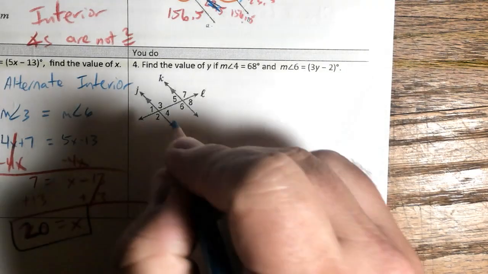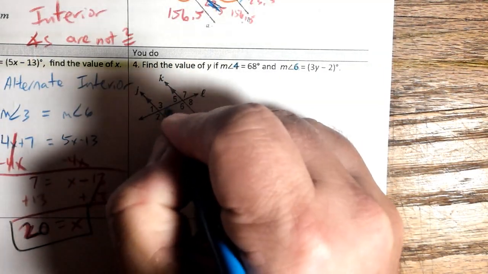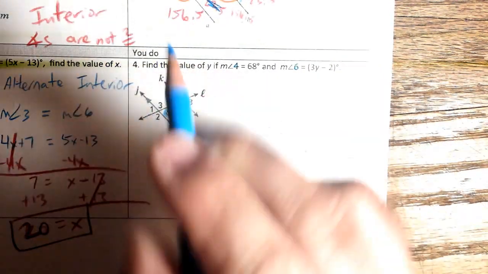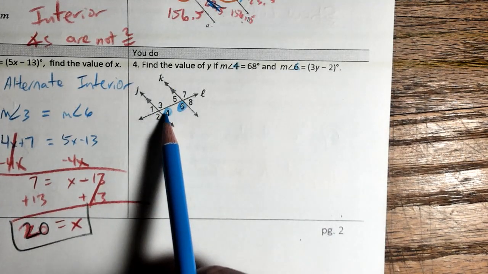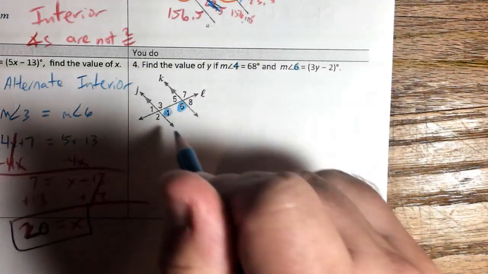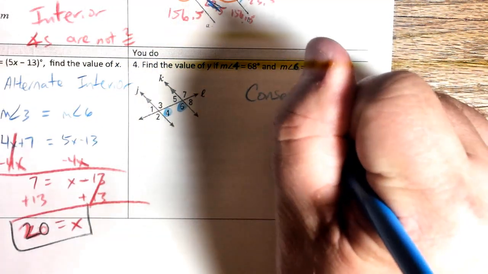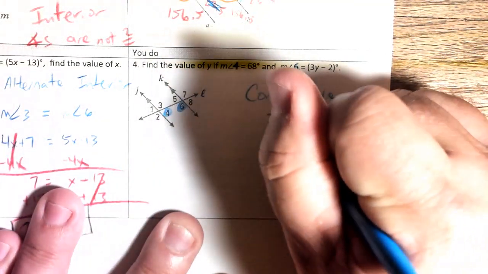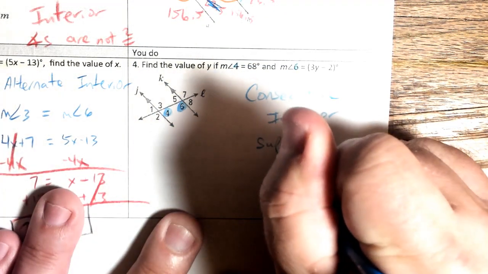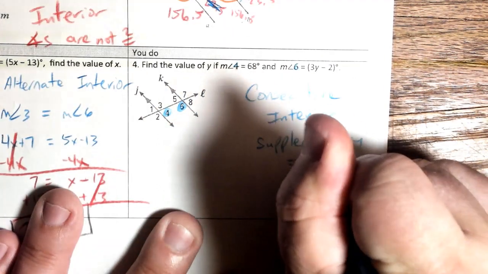So first thing I'm going to do is mark these angles. We're going to call them 4 and 6. We're going to make them both blue this time. So J and K are parallel. This is inside, so it's interior. And these are right across from each other, so they're consecutive. So consecutive interior. And what do we know about consecutive interior? We know that they are supplementary, which means they're equal to 180.